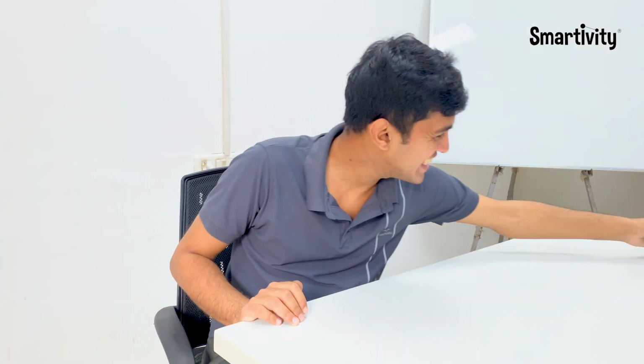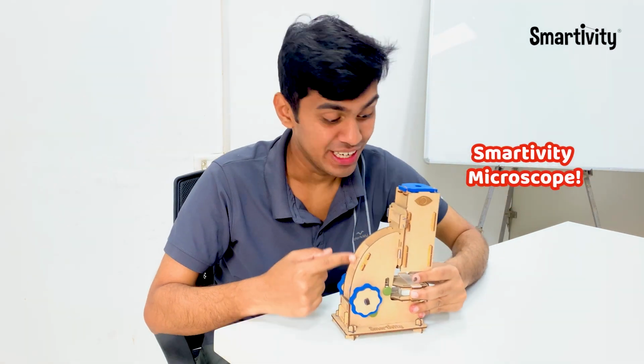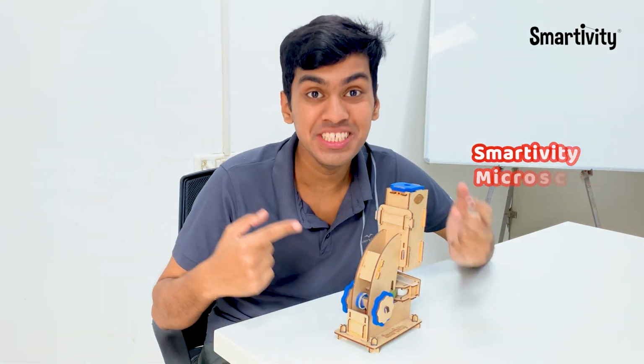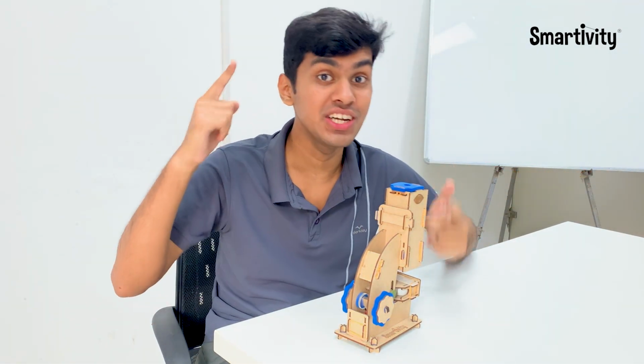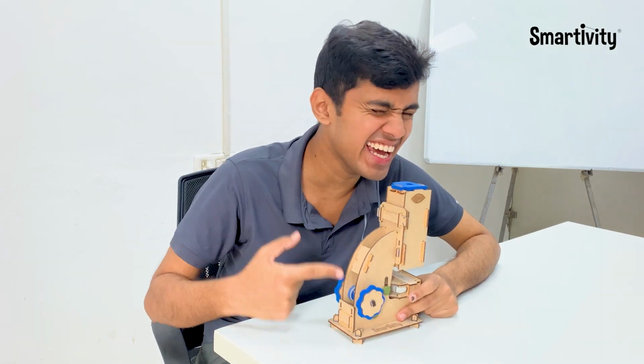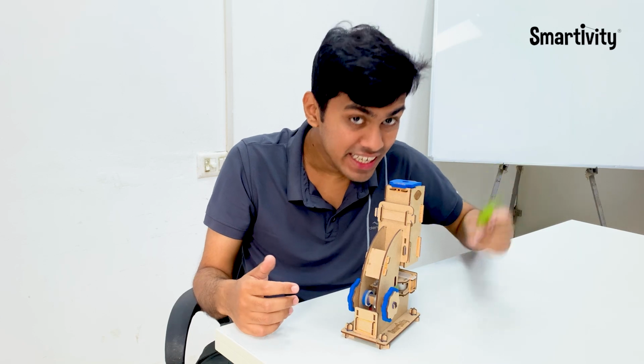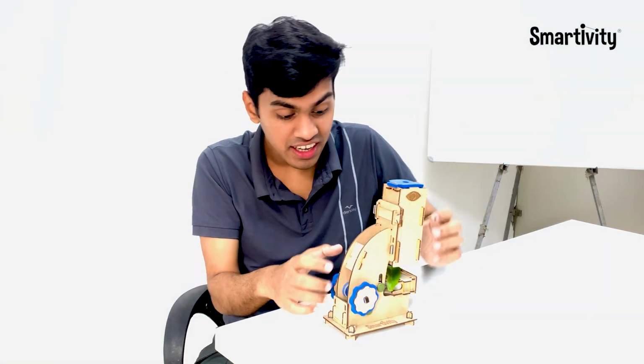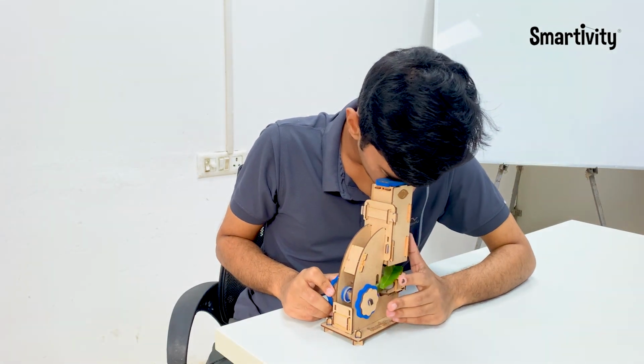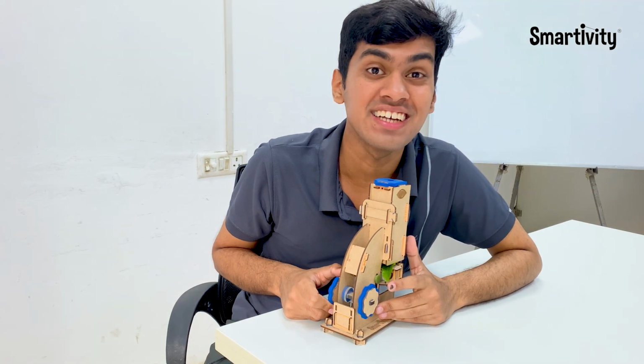Meet the Smartivity microscope. It uses lenses to magnify small objects so you can see the details that your eyes can't catch. You can use paper, small insects, and even leaves and put them up on a slide and use the eyepiece to see things which your eyes can't see. Are you seeing the details? You can't see them with your normal eyes, but you can see with the Smartivity microscope.